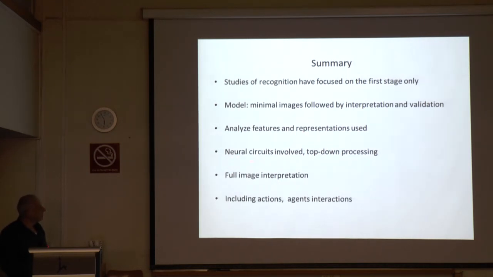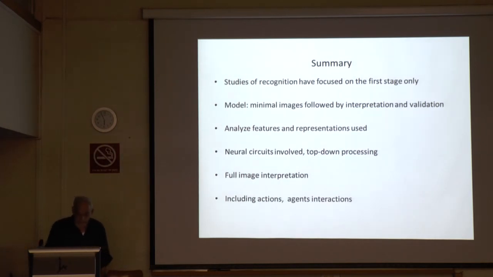It's interesting to consider the neural circuits involved, especially in the top-down processing, and we are starting to look into this, and to try to understand not just the individual recognition in each one of these minimal images, but how they can serve as a seed which propagates to the full interpretation of the entire image, and apply it to things which currently are beyond the capabilities of what can be done computationally. And these are complicated images which include action recognition, interactions between agents, and complex images like this.